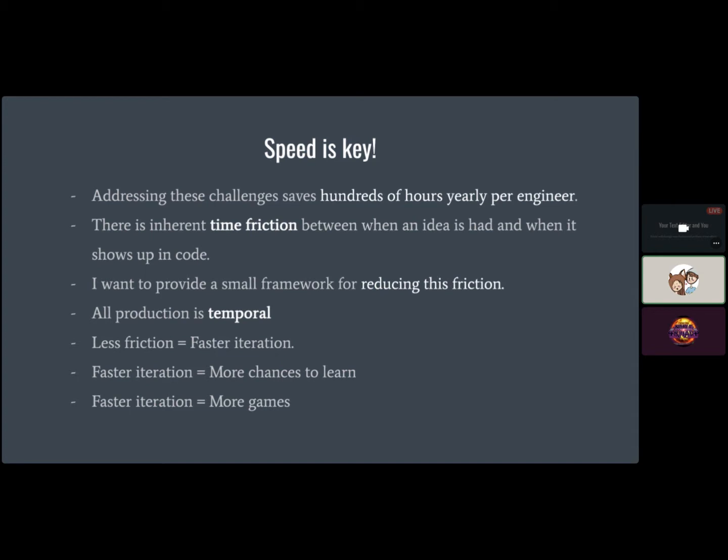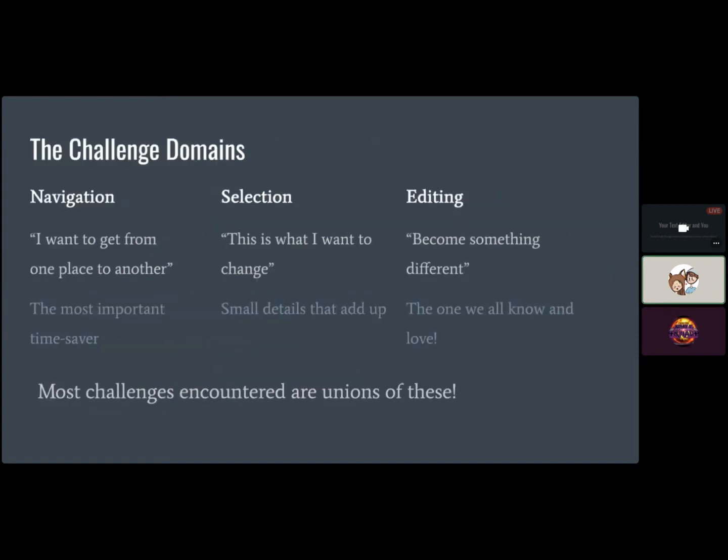And I want to provide a small, simple framework for reducing this friction, where I can show examples of these problems and how I tend to solve them, and start getting people thinking about how they can solve them in their own environment. But why go fast? Well, production is temporal. The faster we can iterate, the faster we can make games, and the more games we can make through our lifetime. And not only that, the faster we can iterate, the better those games get, because we're quicker able to see these ideas manifest in our code.